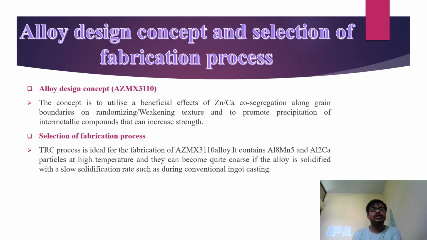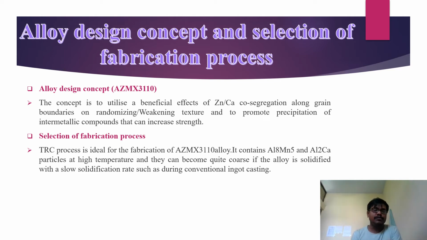So some other researchers tried alloying aluminum with the magnesium, zinc, calcium alloy. When aluminum was added, it increased the strength to a further level, but it decreased the formability. So why did it happen? When aluminum was added in the magnesium, zinc, calcium alloys, aluminum interacted with the calcium and formed an intermetallic compound, that is Al2Ca.